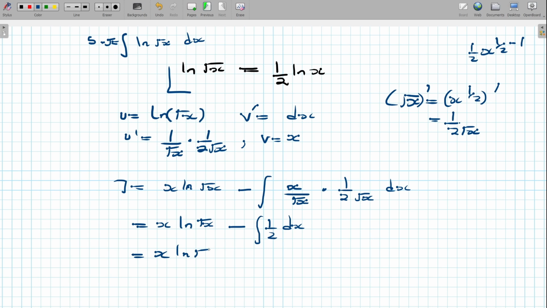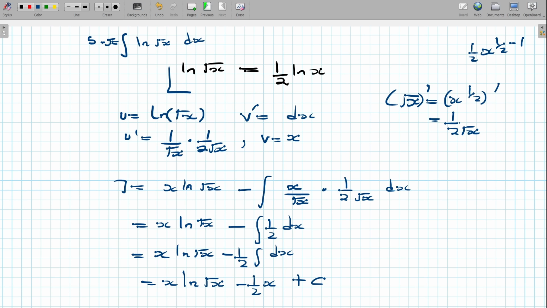and then ln of x, and then the 1 over 2 is a constant, so we're going to have minus 1 over 2, then the integral of the x, which is basically going to be x. So the final answer is x multiplied by ln of x, and then we have minus 1 over 2 multiplied by x, and then this is going to be plus the constant of integration, which is going to be c.